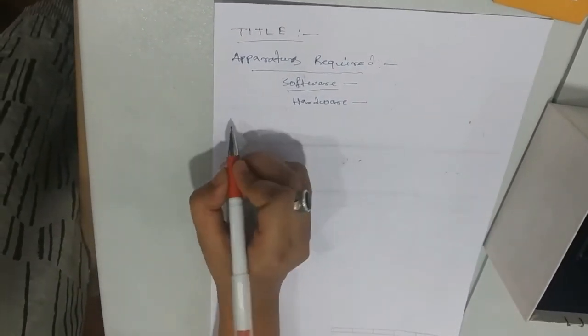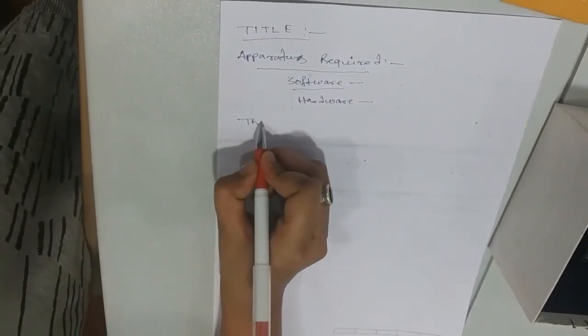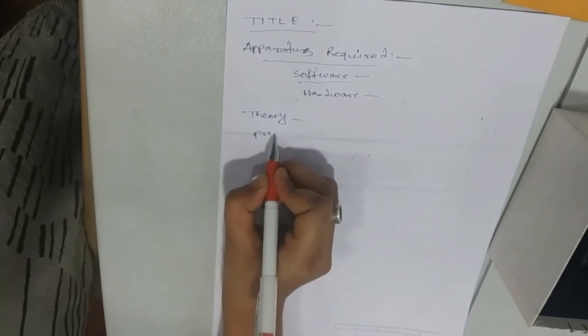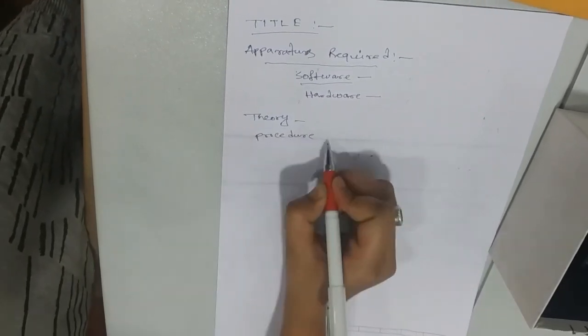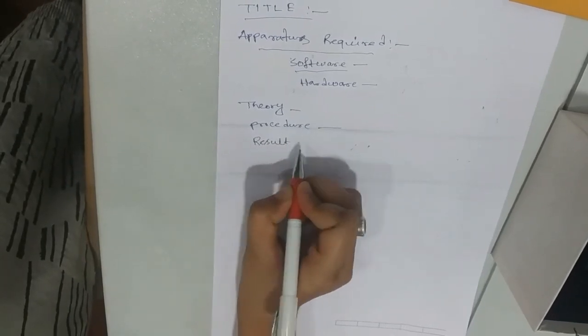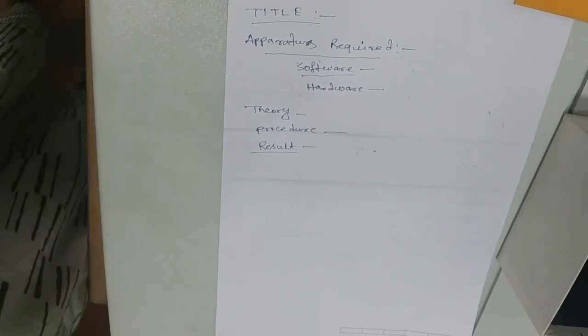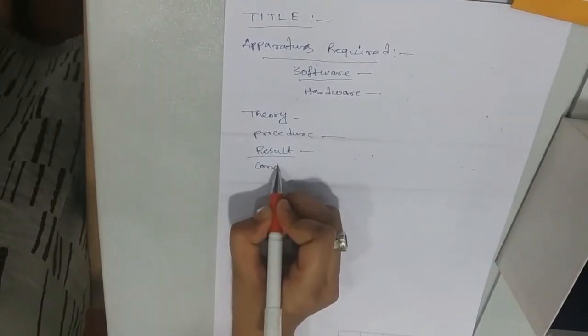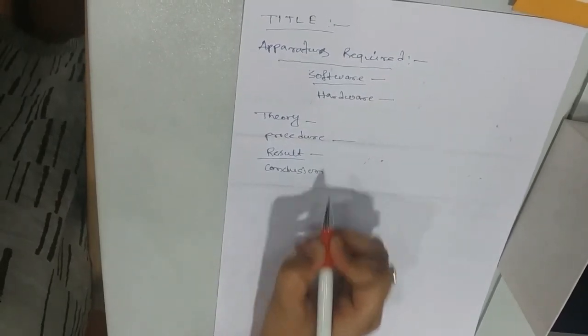Then you should write the theory, then procedure, then result. Actually I will send the result in your email. Then you should write the conclusion, then equation.